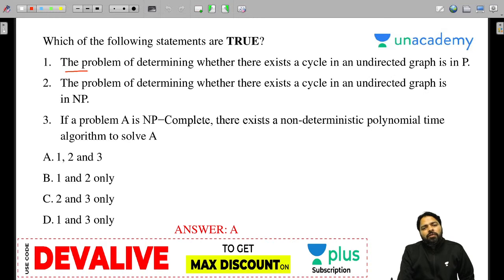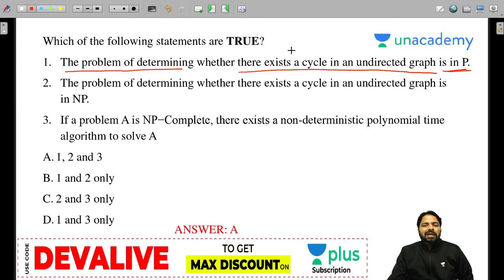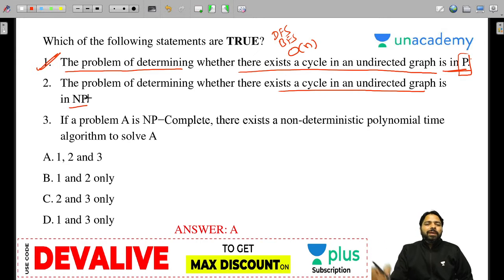The problem of determining whether there exists a cycle in an undirected graph is in P, because this can be done in order of n time, if n is the number of nodes in the graph. You can use BFS, DFS to find a cycle in the graph. It takes polynomial time, so it is a P problem, no doubt. So it is in P class. This is true, guys. The problem of determining whether there exists a cycle in an undirected graph is NP. It is already P, so definitely NP.